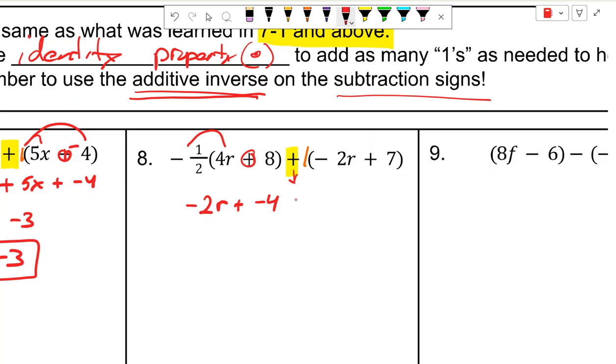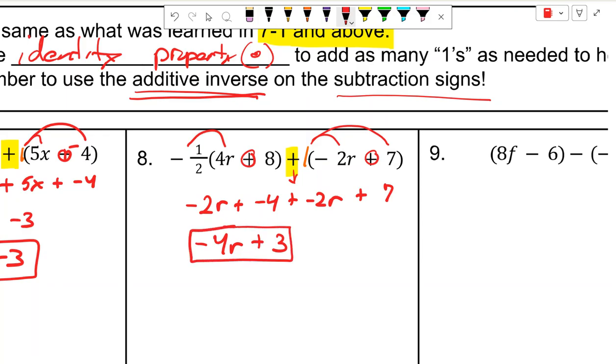We'll bring down this plus sign, and we'll do 1 times negative 2r is negative 2r, and 1 times 7 is 7. We'll bring down this plus sign as well. Okay, now we're going to combine like terms. The negative 2r and negative 2r is negative 4r. And negative 4 plus 7 is positive 3. Bring down the plus sign. And that is your simplified version.